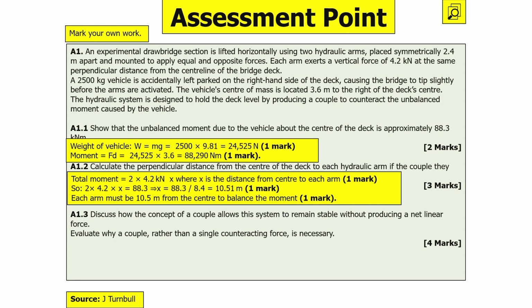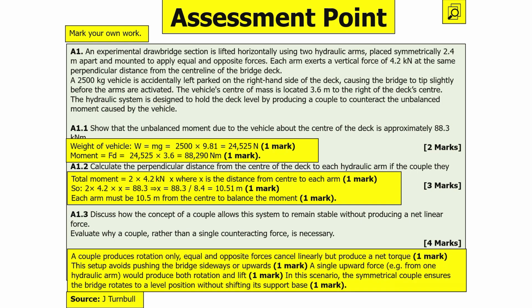So 2 times 4.2 times x is equal to 88.3. So x is equal to 88.3 over 8.4. Remember, we can just cancel through these kilonewtons. Okay, so therefore it is 10.51 meters. So this indicates to us that each arm must be 10.5 meters from the center to balance the moment.